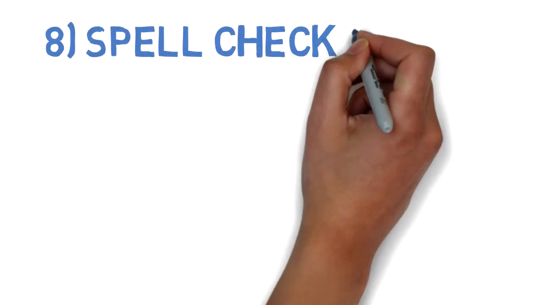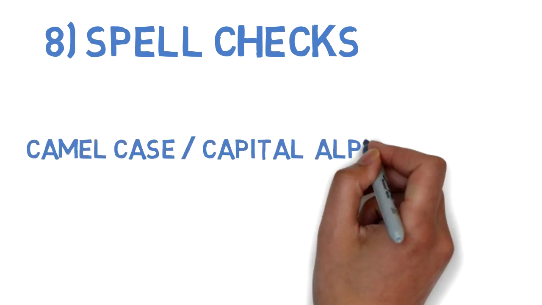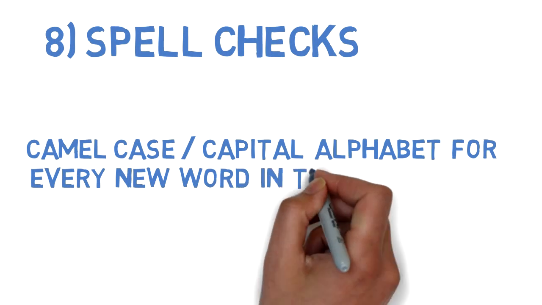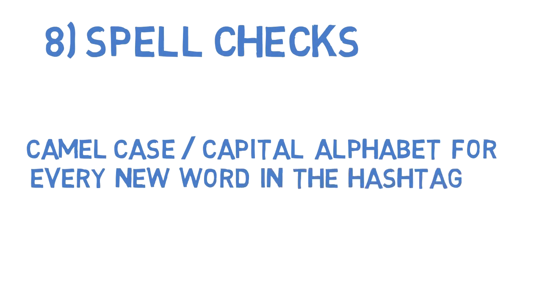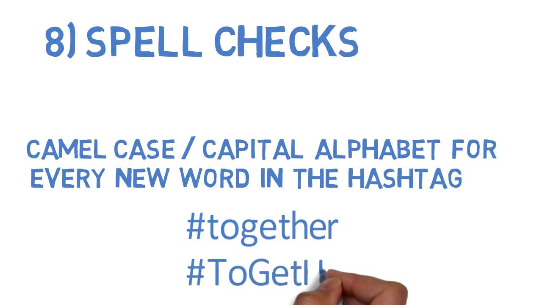Hashtags don't spell check, so be cautious while using them, because you think and write it in one way but others might read it in another way. Best practice is using camel case, or using a capital alphabet for every starting alphabet of the new word. Like take this example, you wanted to write to get her and people read it as together.